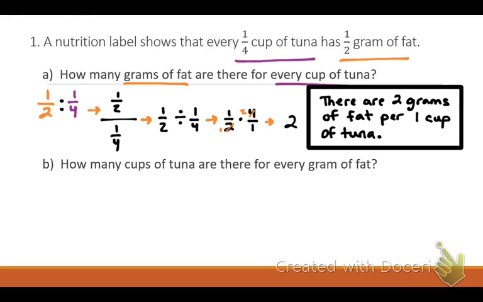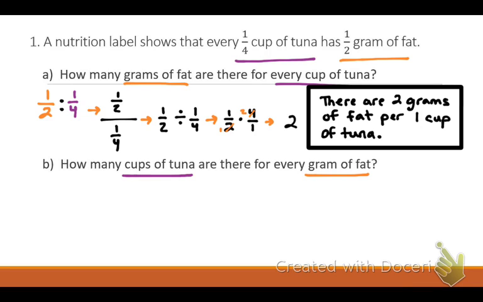All right, now if you look at problem B, it looks very similar to problem A. Can anyone tell me what the difference is between the question that I asked in A versus the question that I asked in B? They are switched, okay? It says how many cups of tuna are there for every gram of fat? In the other problem, you'll notice that it talked about grams of fat first, and then it talked about cups of tuna second, all right?